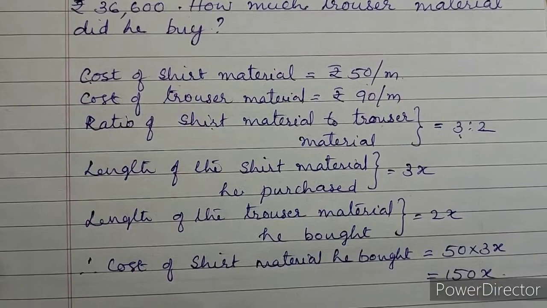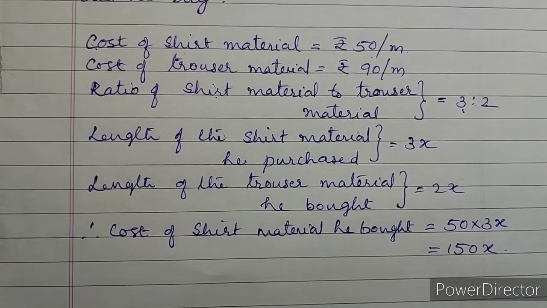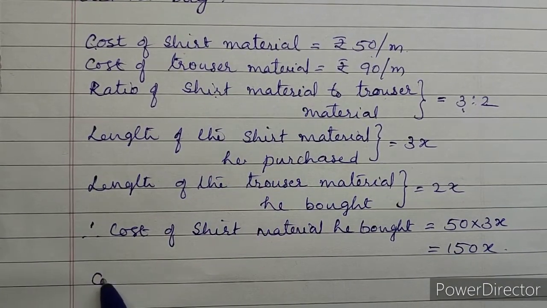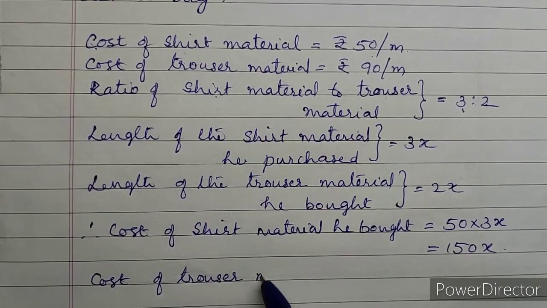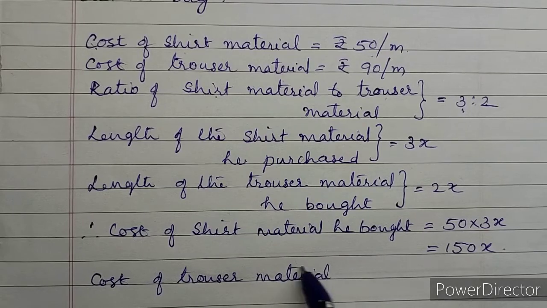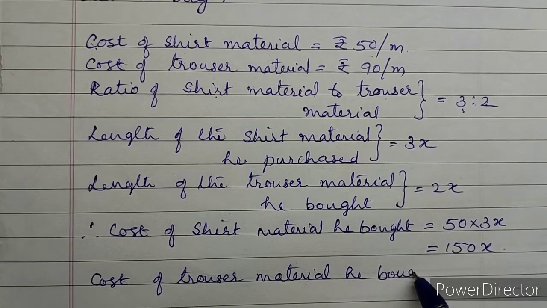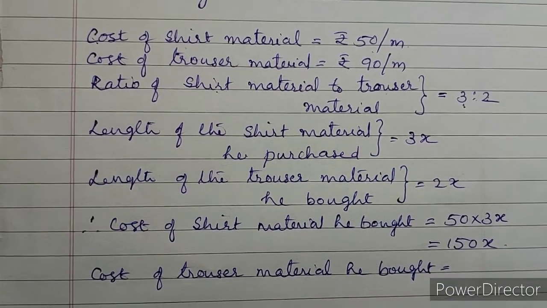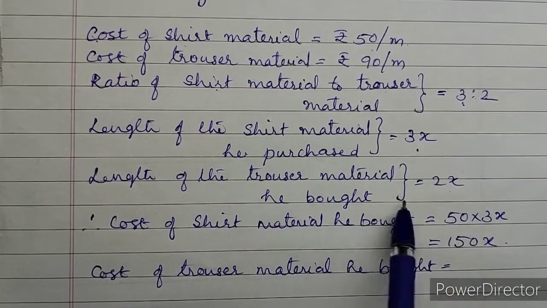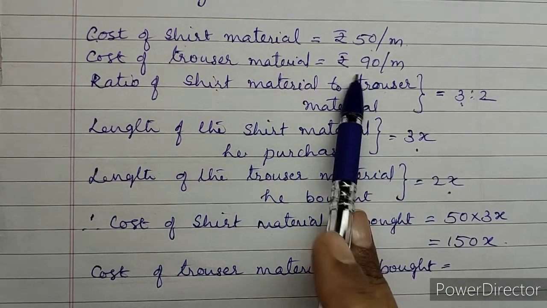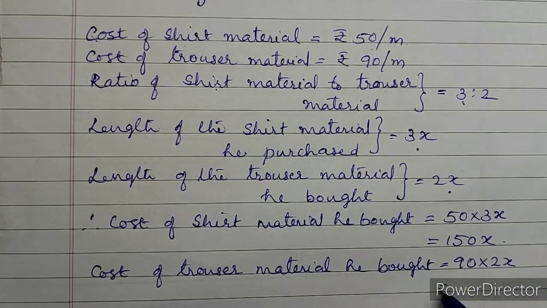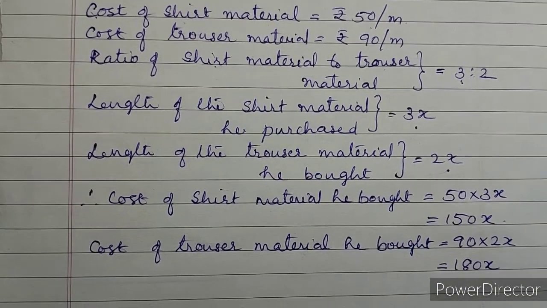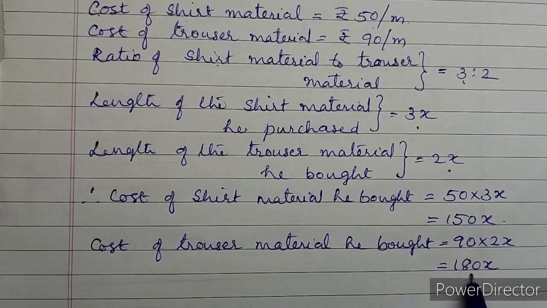In a similar way, cost of trouser material also you can find. Cost of trouser material he bought equals trouser material length he purchased, it is 2x, and per meter it is 90. So 90 into 2x equals 180x. So total cost of material he bought, trouser also, shirt also, you got.